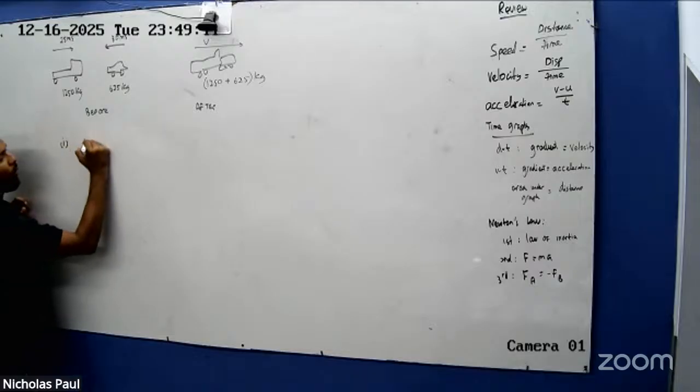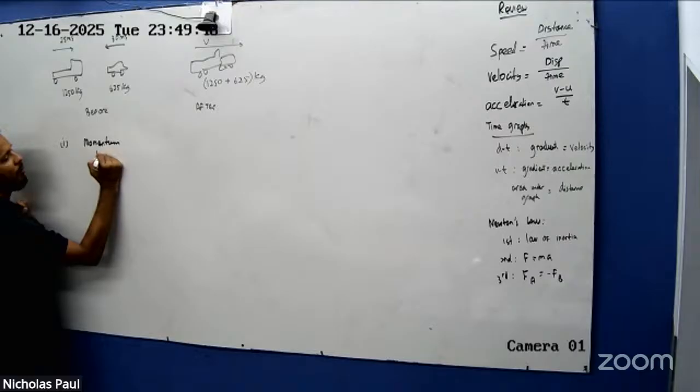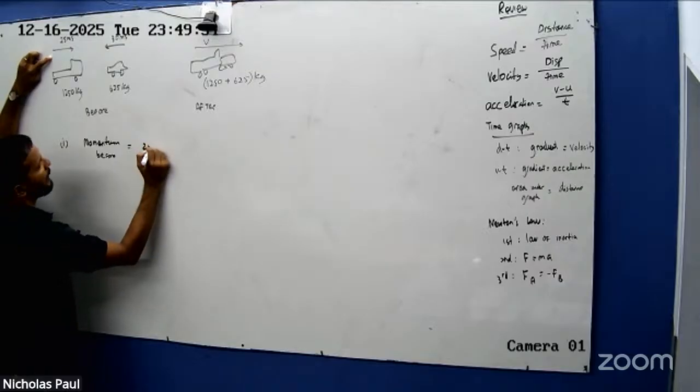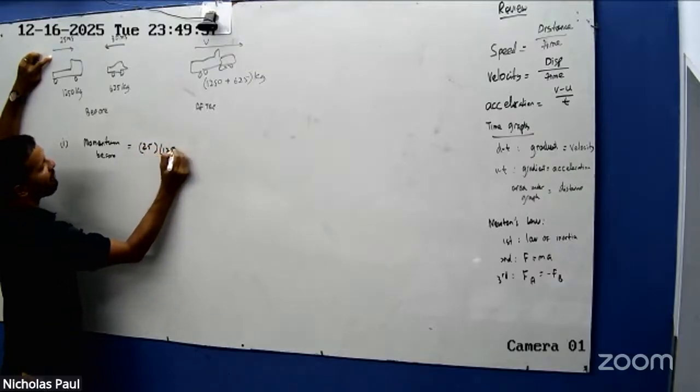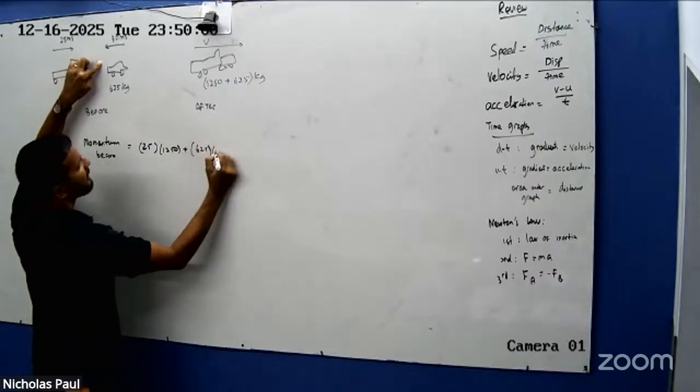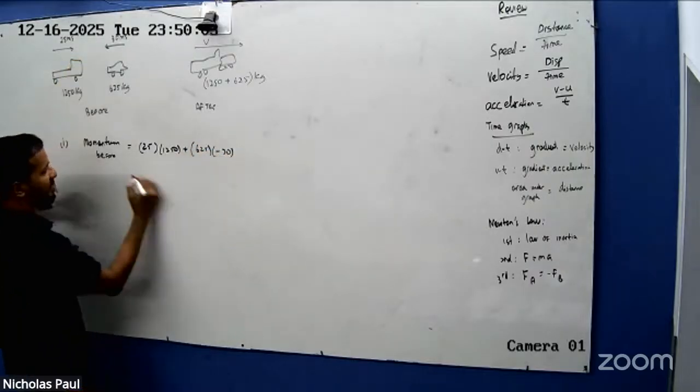So they want the momentum before collision. The momentum before collision will be 25 by 1250 plus 625 by minus 30. How much is that?